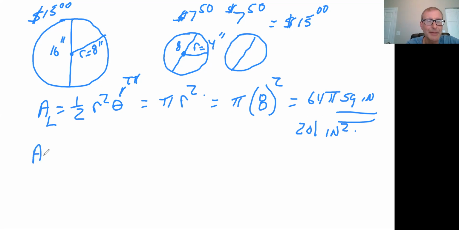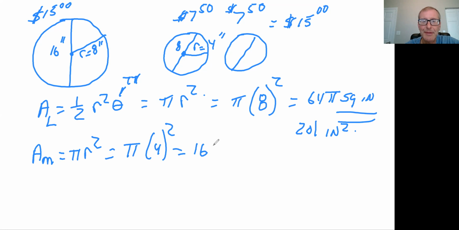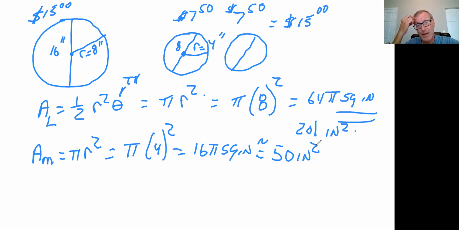So what about the medium? That again would be pi r squared. And you plug that in, you would have pi, and in this case our r is 4. So here we have 16 pi square inches. And if you did that calculation, it's about 50 square inches. But remember, we have 2 of these.